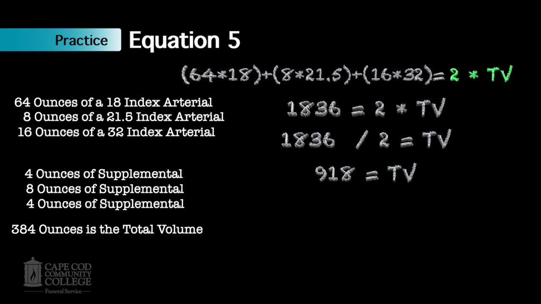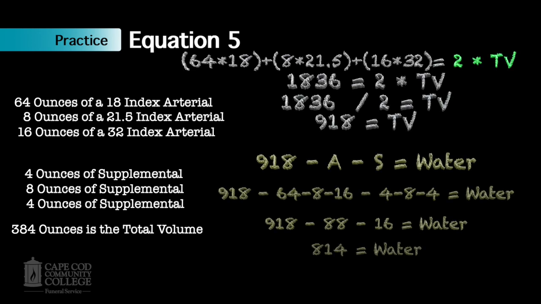We're not done quite yet. We're here to solve for how much water we need in the tank. Now that we have a new total volume, we're going to take that new total volume and subtract all of the arterial fluids and subtract all of the supplemental fluids. Same thing we did earlier from the original total volume. And this is going to tell us how much water is in the tank once we remove everything but water from our total volume.